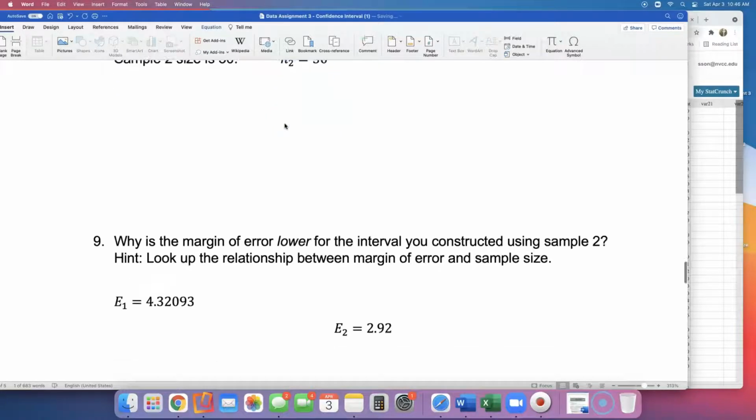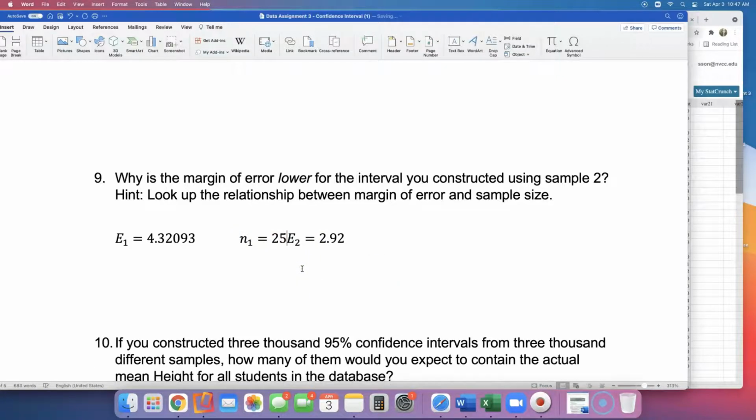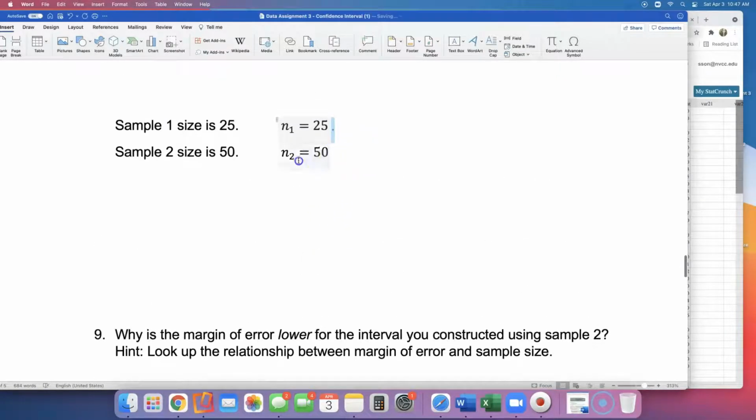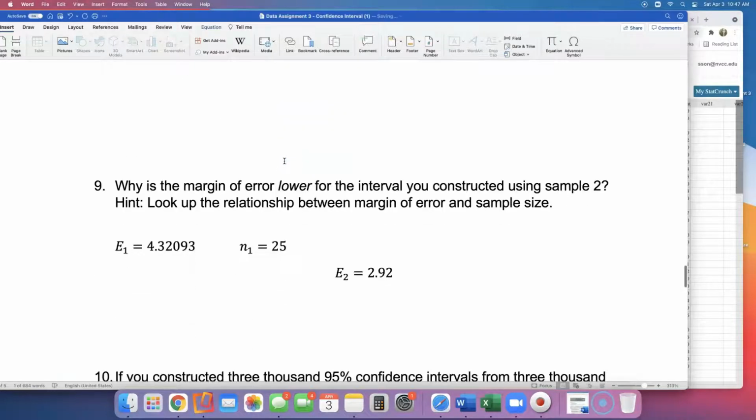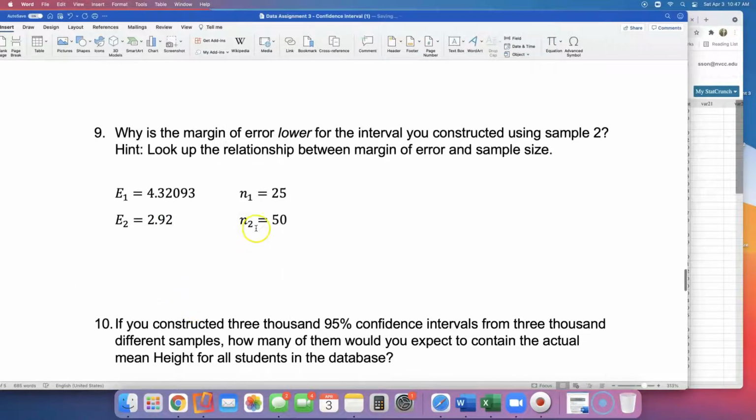Remember the sample size for the first sample was 25 and the sample size for the second was 50. So what we see is this: the bigger the sample size, the smaller the margin of error. So I want you to just type that up.